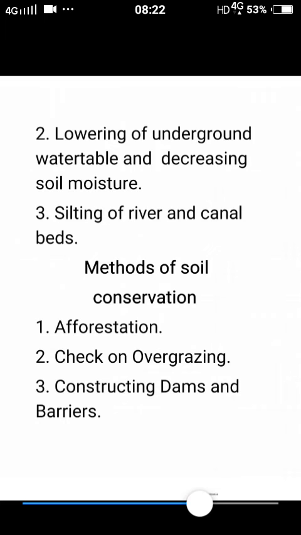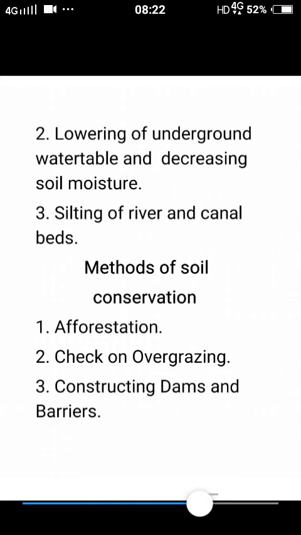Check on overgrazing. Animals, especially sheep and goats, overgraze in grasslands and forests. They also move freely in the cultivated fields and thus break the soil with their roots. This should be controlled by either growing fodder crops or developing separate grazing grounds.